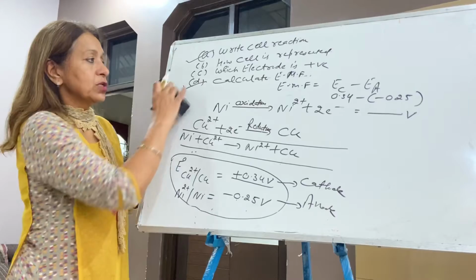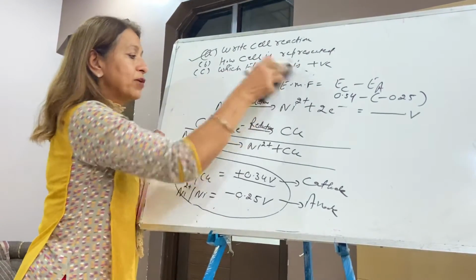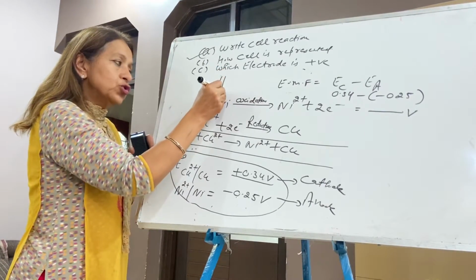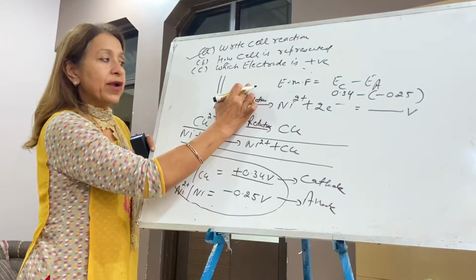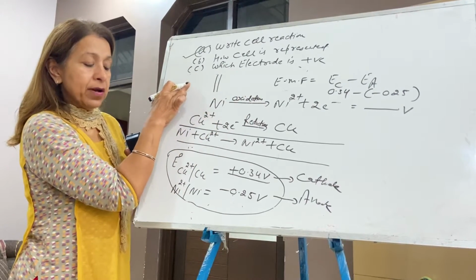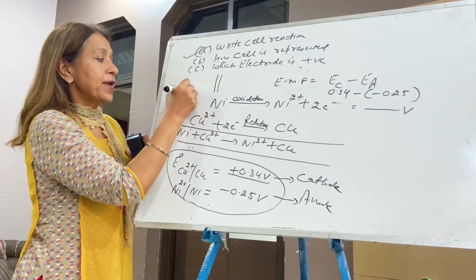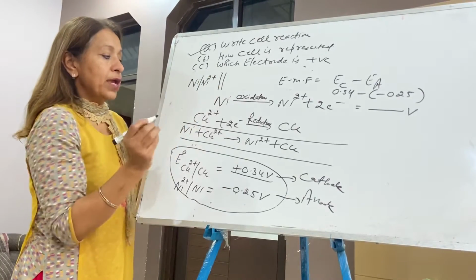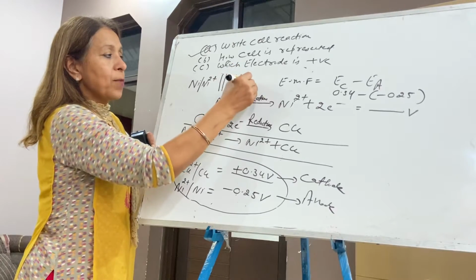Write the representation. Now to write how to represent the cell. Now what you will do, this is your double vertical lines. This is salt bridge, right? This side you will write cathode, right hand side always cathode, and left hand side always anode. Remember, anode side it is, anode. Your anode is nickel, right? Nickel, single line, nickel 2 plus. Okay, now copper 2 plus, single line, copper.